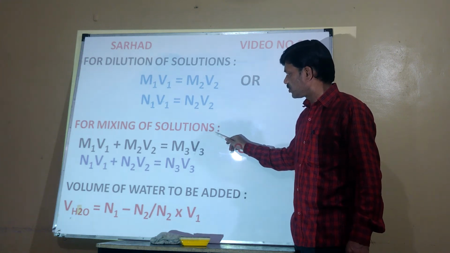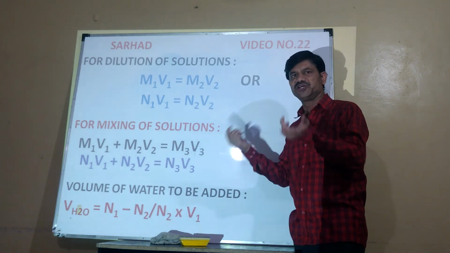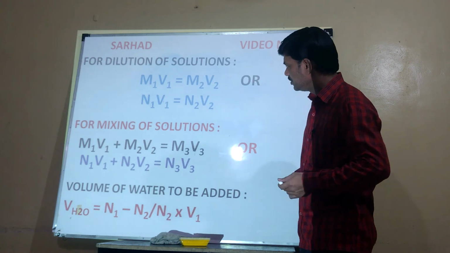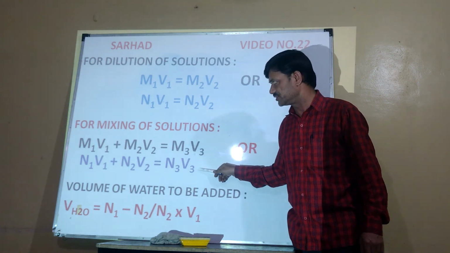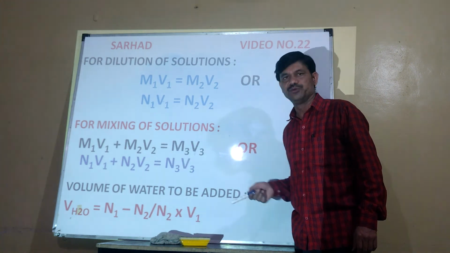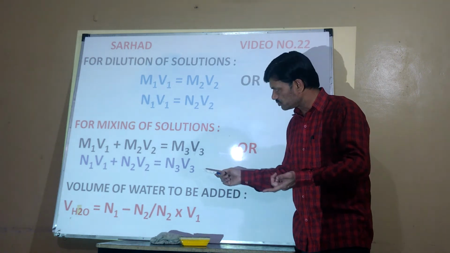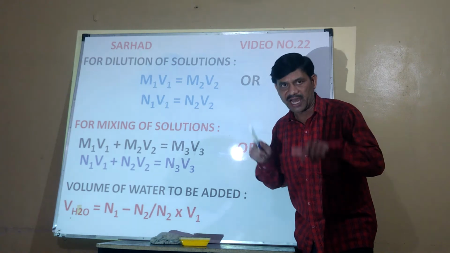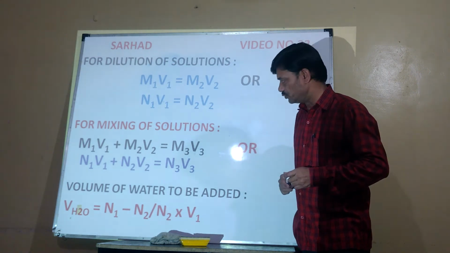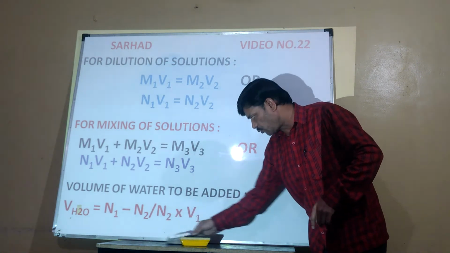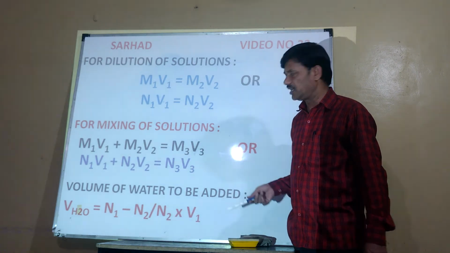Then the second case, for mixing of solution. Whatever may be the resulting solution system you are getting, in that case use these two relations: M1 V1 plus M2 V2 equal to M3 V3. Similarly for normality. And what about the third one? How much water to be added to obtain the desired solution? So that is the quantity of water to be added, that can be found out.